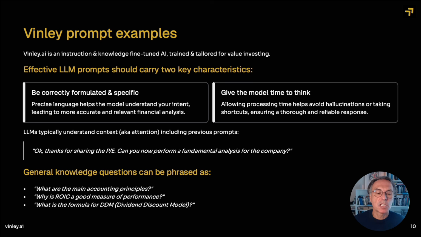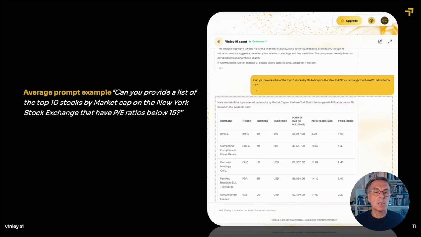So examples of general knowledge questions could be, what are the main accounting principles? Why is a return on invested capital a good measure of profitability or performance? What is the formula for DDM, for example? So there are general knowledge questions that can be phrased. And I'm going to give a couple of examples. I'm going to give you an average prompt. So for example, here I was using Vinley. So I was using the AI companion of Vinley.